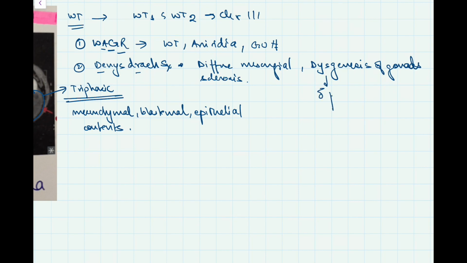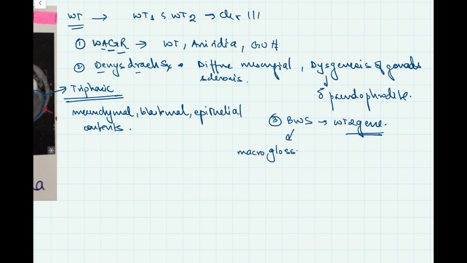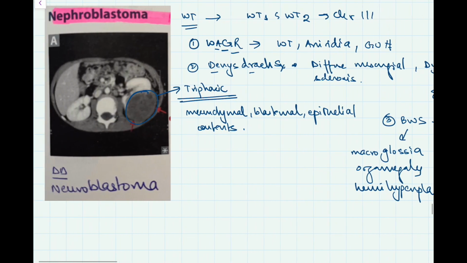This leads to male pseudohermaphrodite. Right, and Denys-Drash is associated with WT1 mutation. Third is the Beckwith-Wiedemann syndrome. Here there is WT2 gene mutation, and here everything is large, like a large tongue, that is macroglossia, large organs, organomegaly. Right, and hemihyperplasia. Beckwith-Wiedemann has the least risk of Wilms tumor.